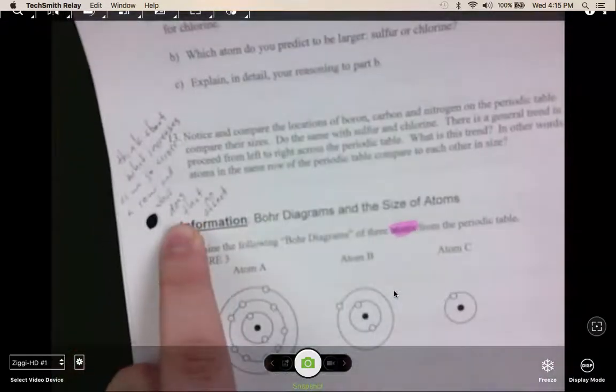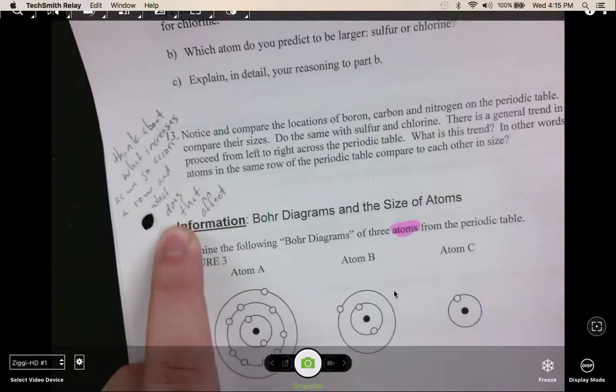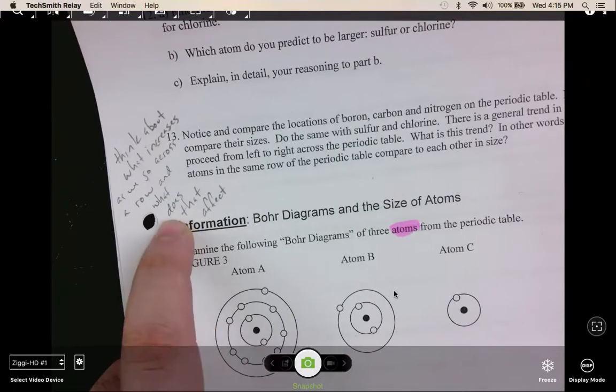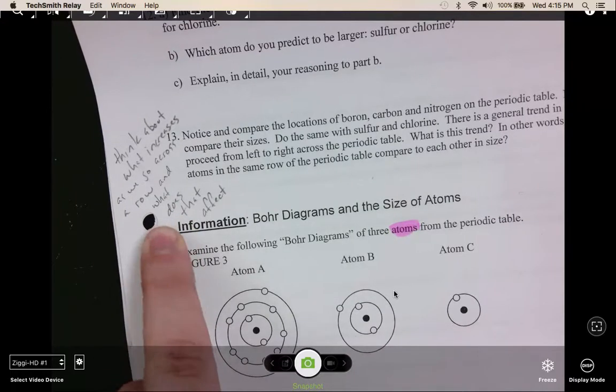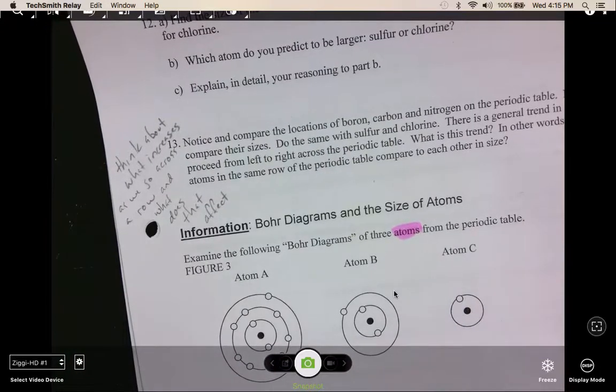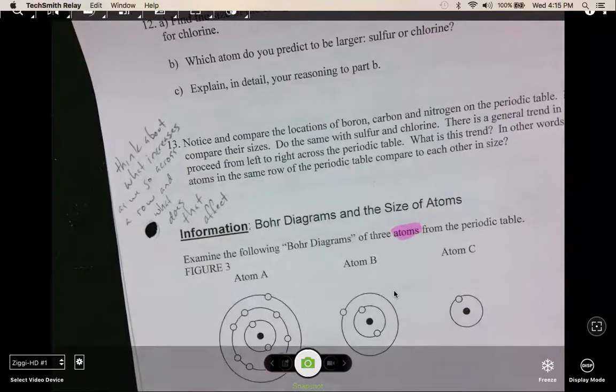13 can get a little tricky. For 13, you're thinking about the general trend that happens as we move across a row or a period in a periodic table. So as you're thinking about this question, think about what increases as we go across a row and what would that affect and how would it affect it. That'll help you answer 13.